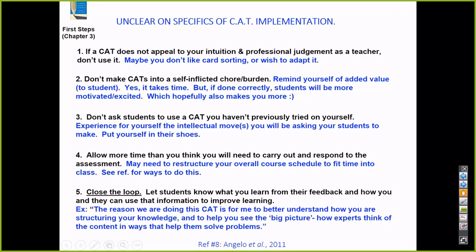I think I'll end on this one, okay? Which is that if any classroom assessment technique doesn't appeal to your intuition, don't do it. It shouldn't be a burden. And I think the value of something like this is that it adds value to the course, and it makes it much more meaningful to the student. Don't ask the students to do something you haven't tried yourself. If you've tried this yourself, you understand sort of what's going on in their brain. Allow more time, and then the biggest thing, I think, is close the loop. Explain to them why they are doing this.